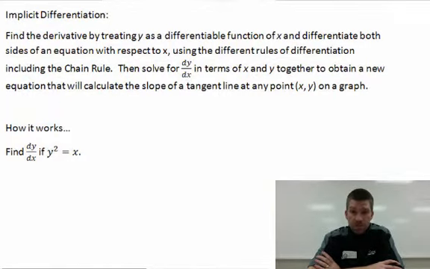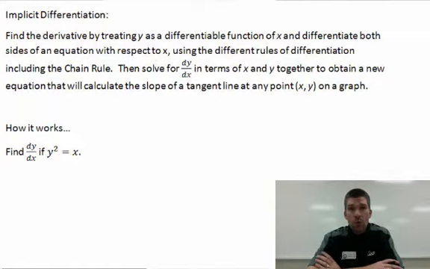Find the derivative by treating y as a differentiable function of x and differentiate both sides of an equation with respect to x using the different rules of differentiation, including chain rule. You will have to chain rule everything now, okay? Then we're going to solve for dy/dx in terms of x and y together to obtain a new equation that will calculate the slope of a tangent line at any point (x, y) on a graph.